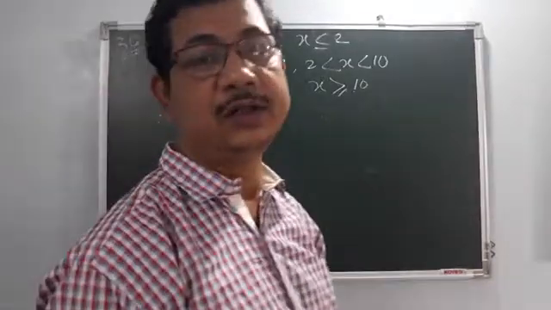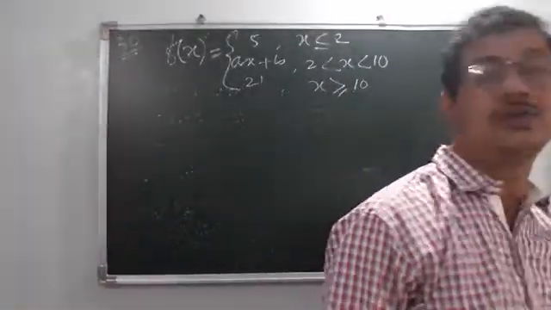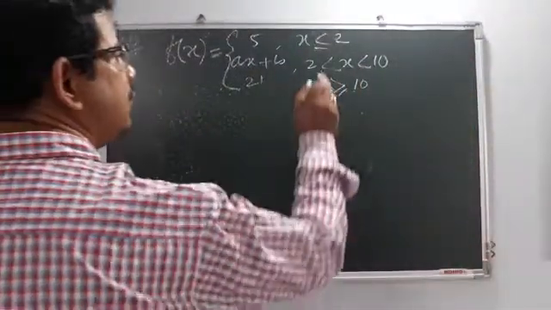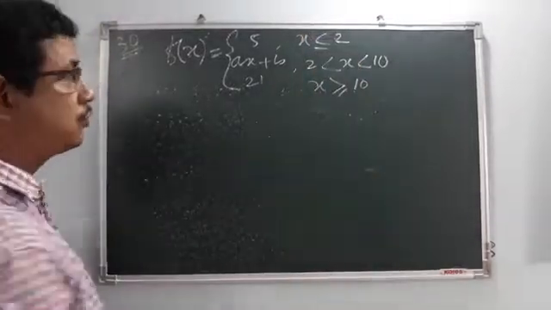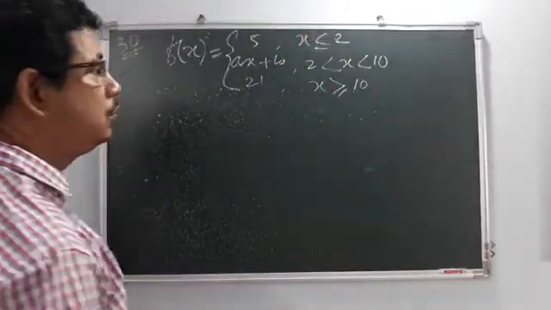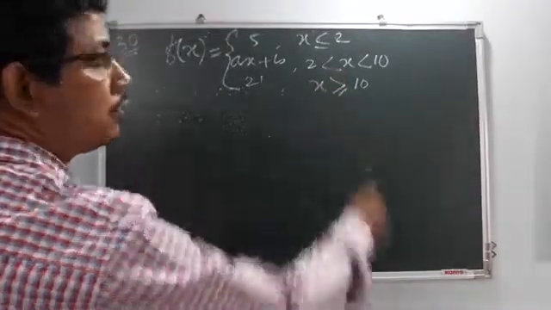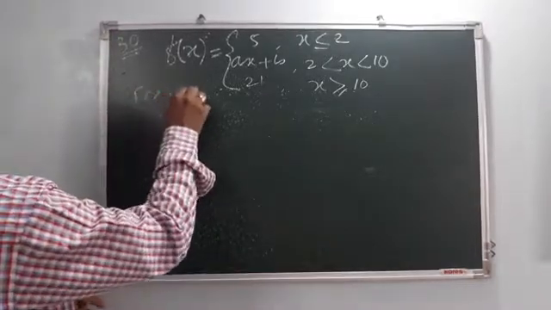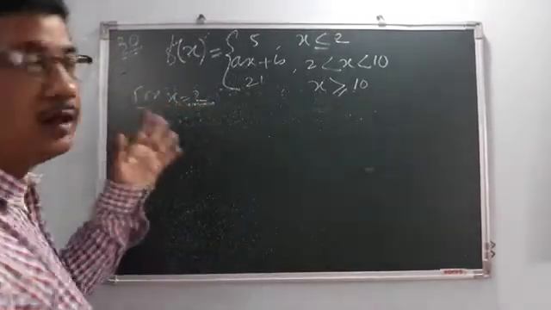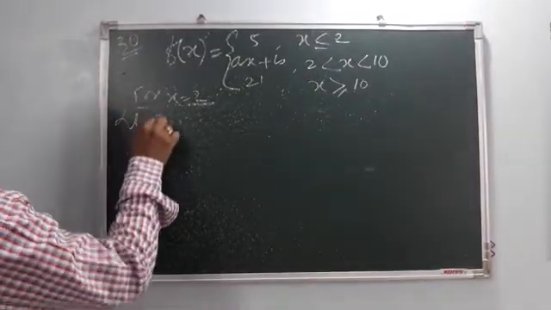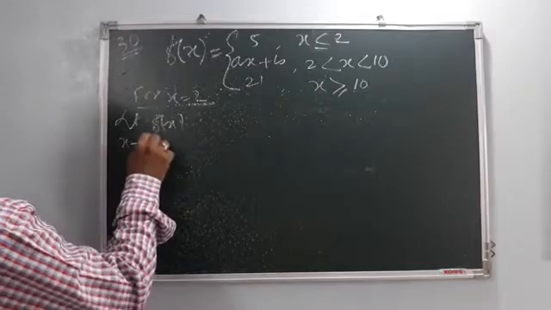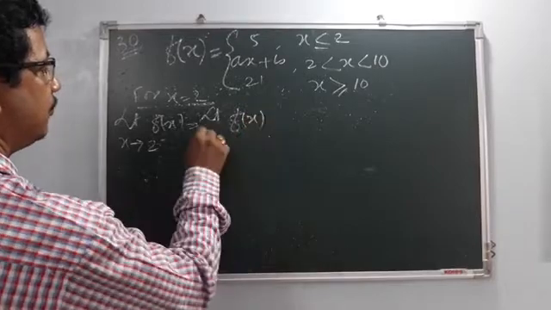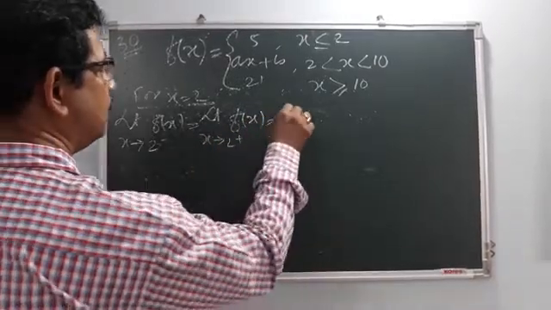They have not said it is continuous at some point. They say the function is continuous. That means now we have to use our mind and the technique that here 2 is the breaking point. So a continuous function should be continuous at 2, and not only this, it should be continuous at x equal to 10 also. So for x equal to 2, here LHL equals RHL equals f(2), so we will write limit f(x) as x tends to 2 minus, limit f(x) as x tends to 2 plus, is equal to f(2).